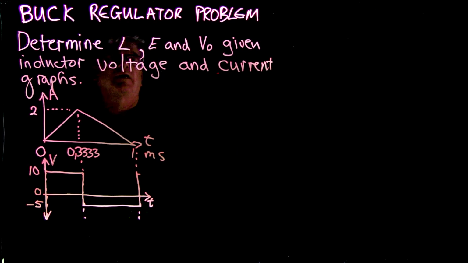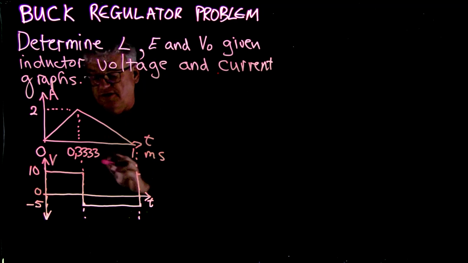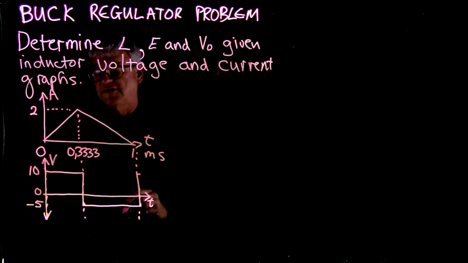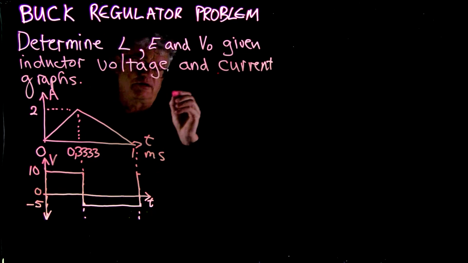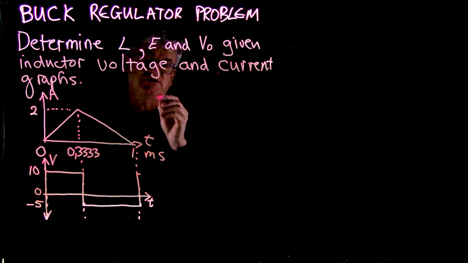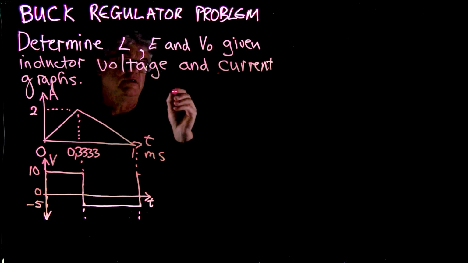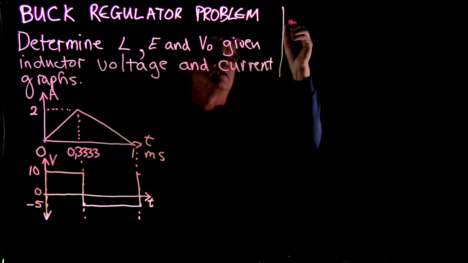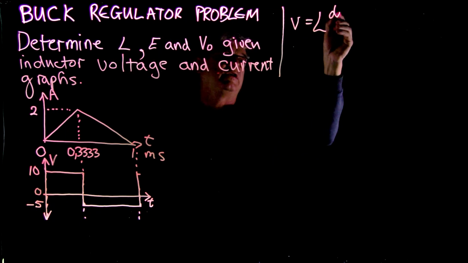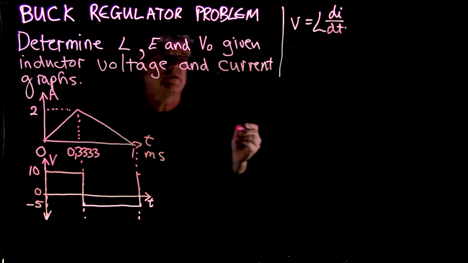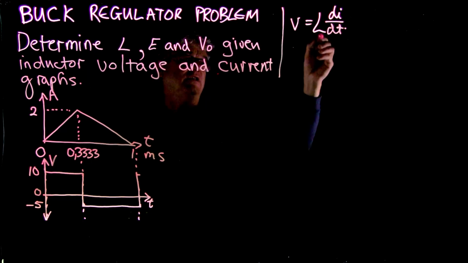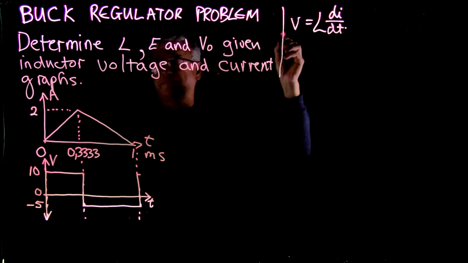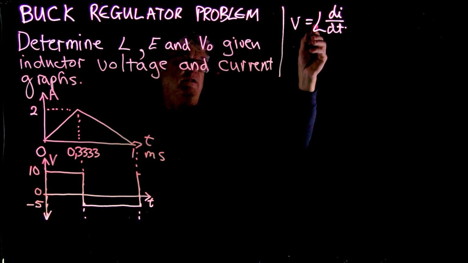To determine L, E and V out, if we are given the inductor current and voltage graphs, we have to proceed as follows. The VI relation of an inductor is V is equal to L di dt. Therefore, we need di dt and we need V in order to determine L.